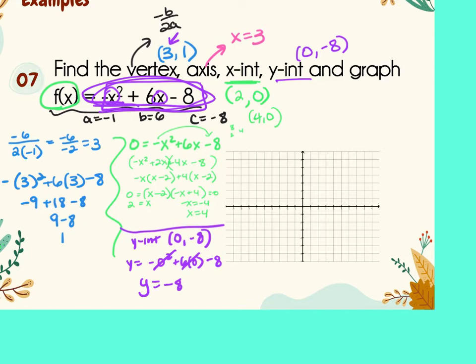Okay. Yeah. All right, so then I'm going to plot all this information. 3, 1 is my vertex. X-intercepts are at 2, 0, and 4, 0. Y-intercept is at 0, -8, which is all the way down here. Because the x squared was negative, which is usually the first thing we identify, it makes sense that this opens downward. My axis of symmetry would be the line that runs right through the vertex, which is x equals 3.